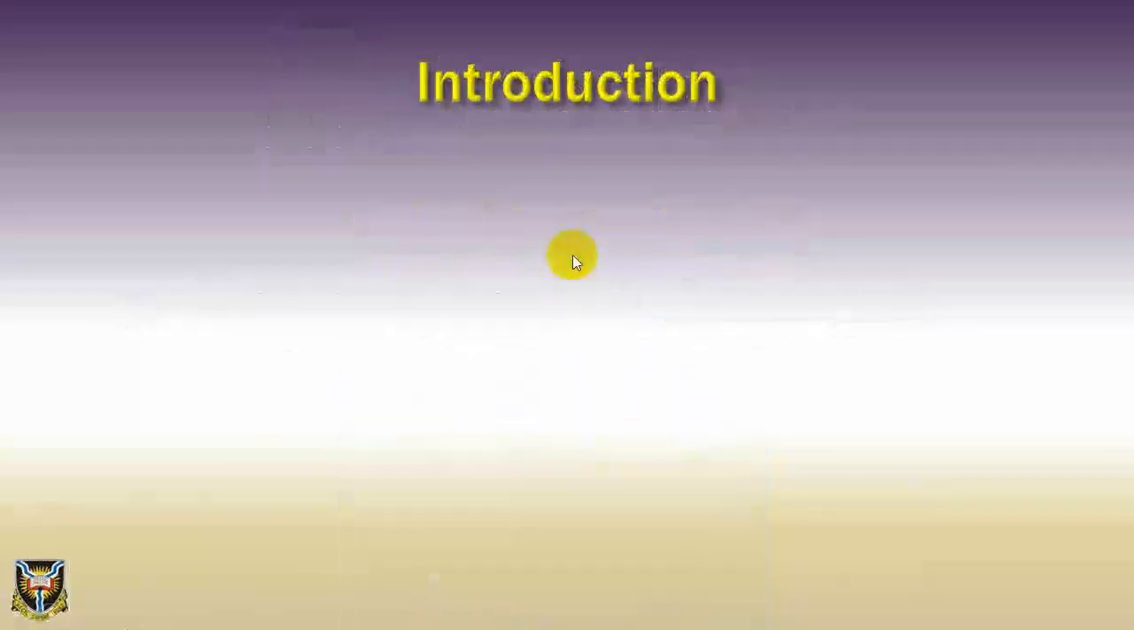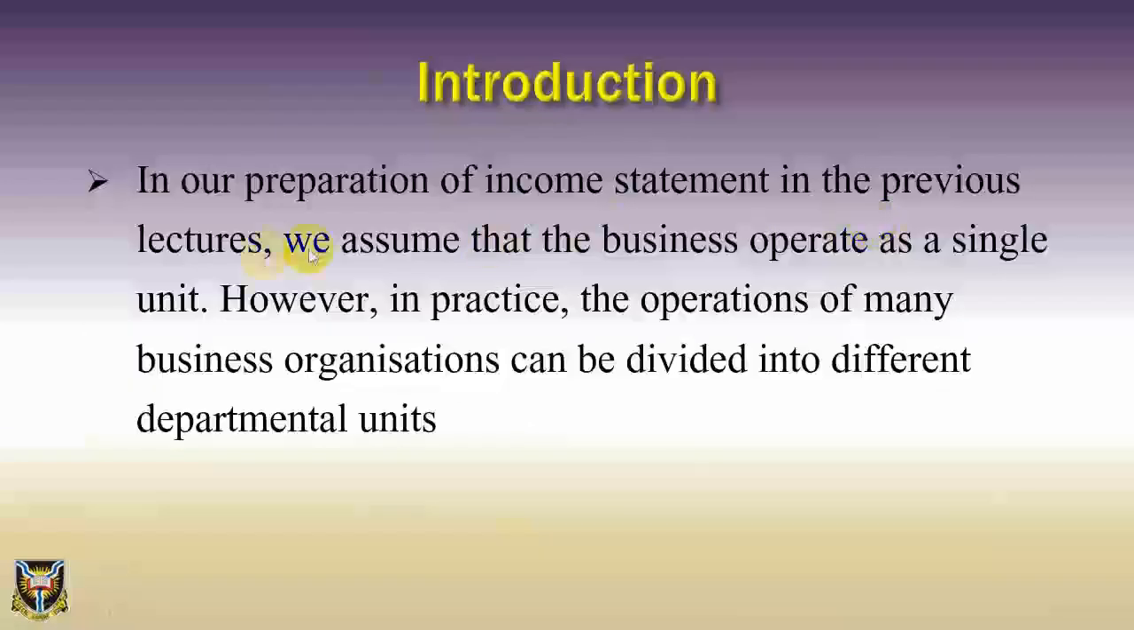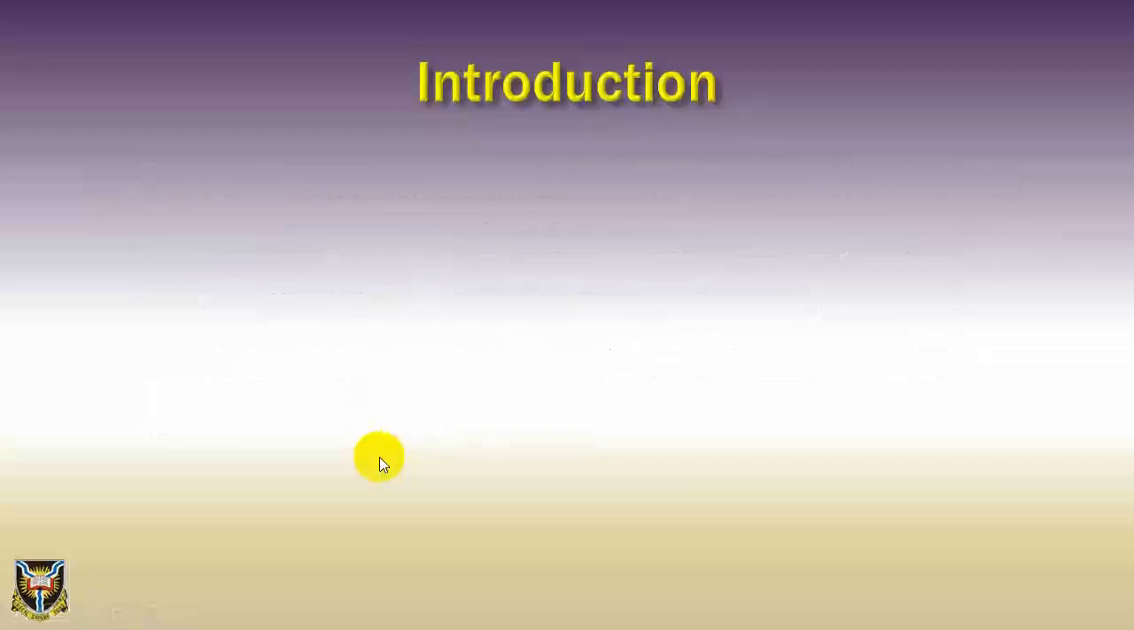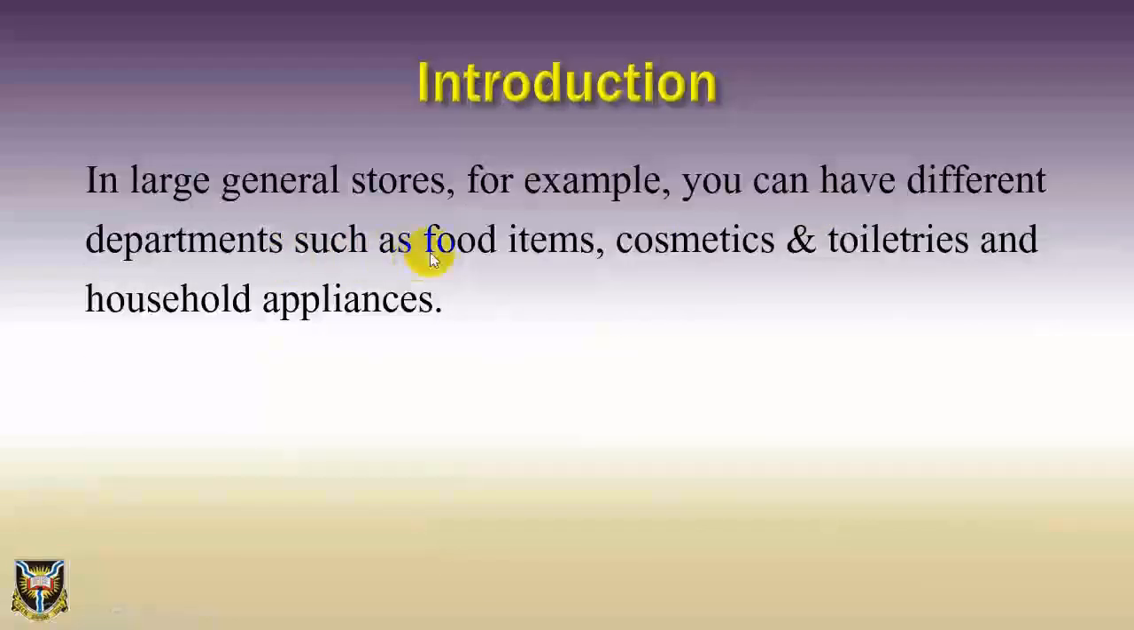Introduction. In our preparation of income statements in the previous study sections, we assumed that the business operates as a single unit. However, in practice, the operations of many business organizations can be divided into different departmental units. In large general stores, for example, you can have different departments such as food items, cosmetics and toiletries, and household appliances. In an insurance company, you can have separate departments like life assurance, marine insurance, motor insurance, and fire insurance.